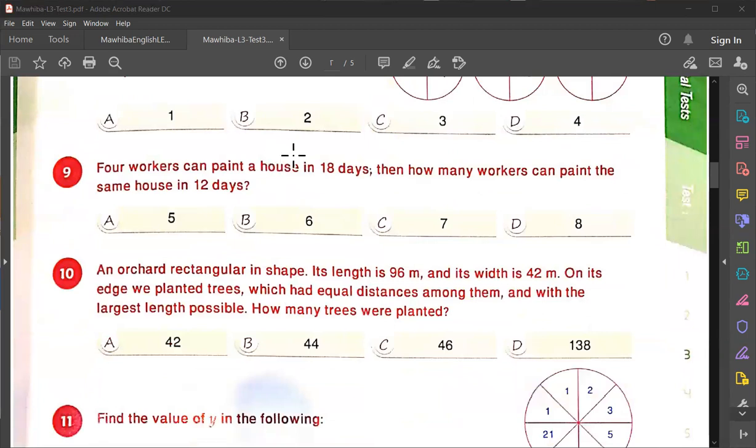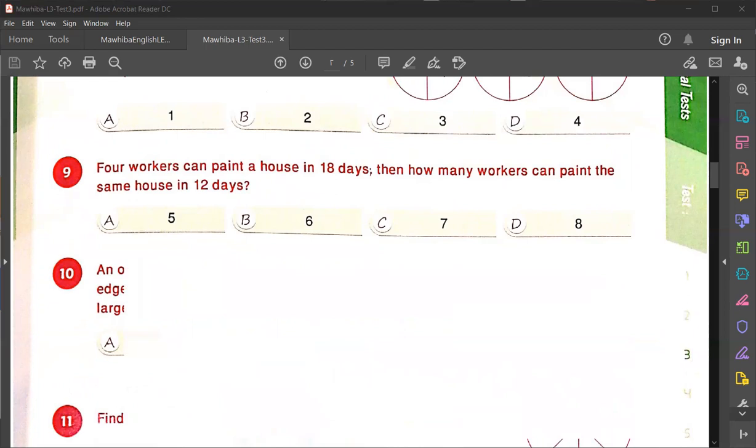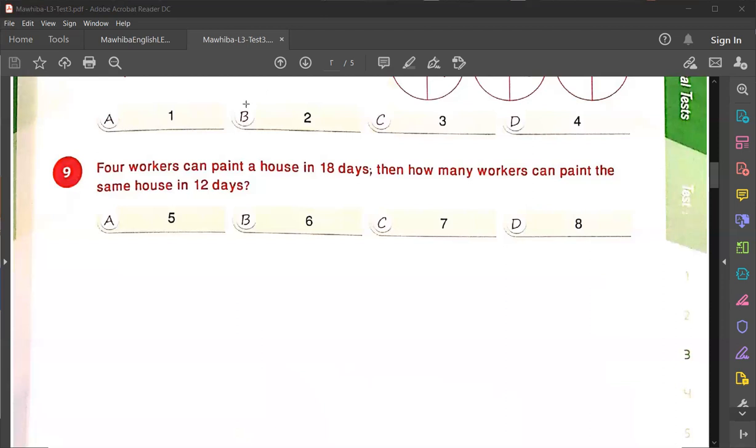Okay, now number 9. We have four workers who can paint a house in 18 days. Then how many workers can paint the same house in 12 days? Yes, you can write here the workers. We have a relation, but this relation is an opposite relation.